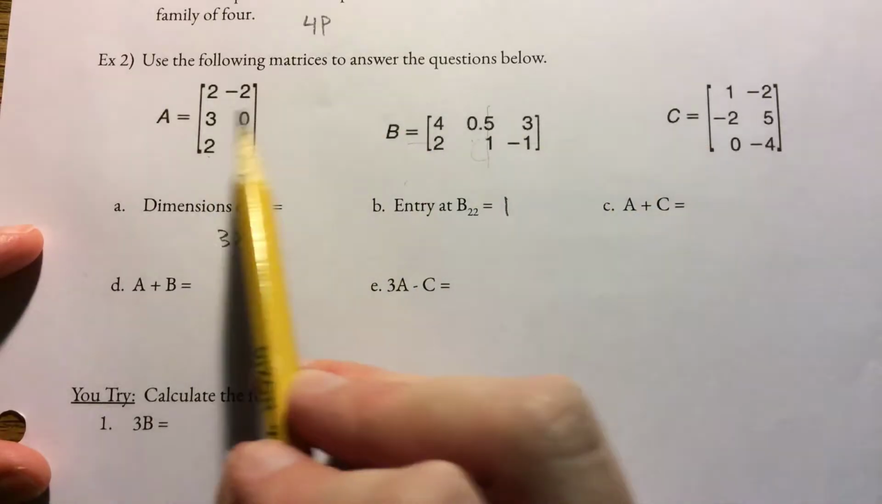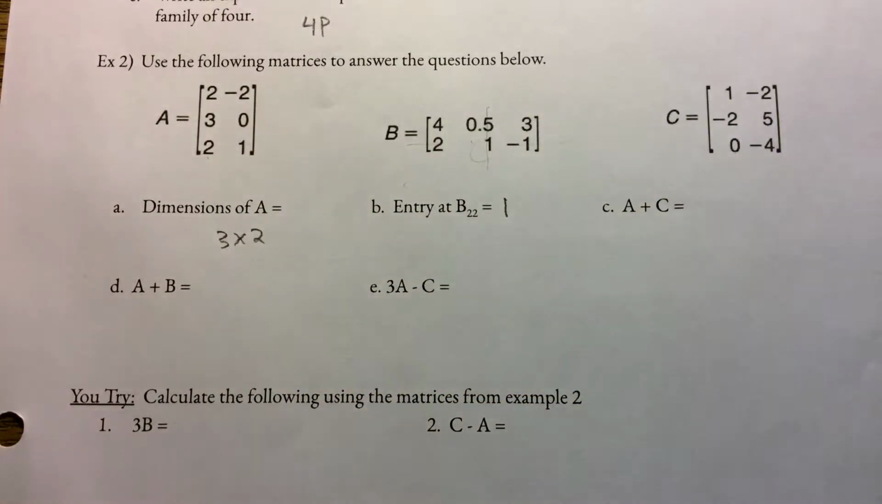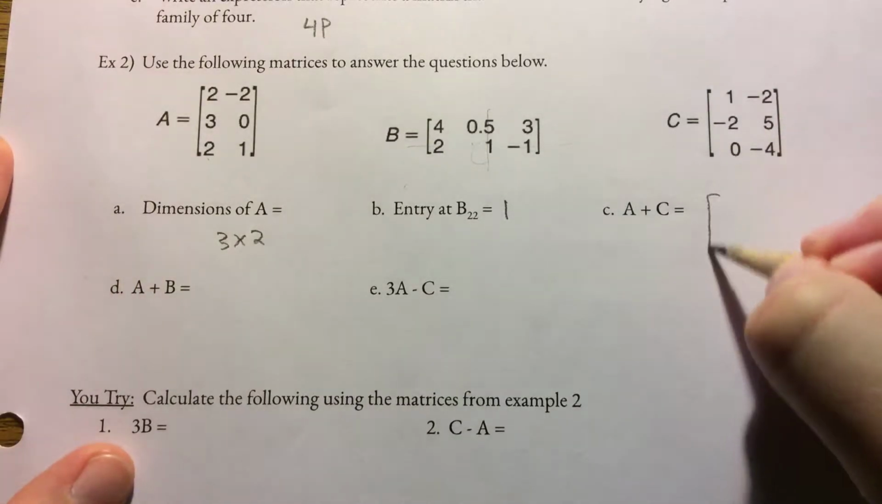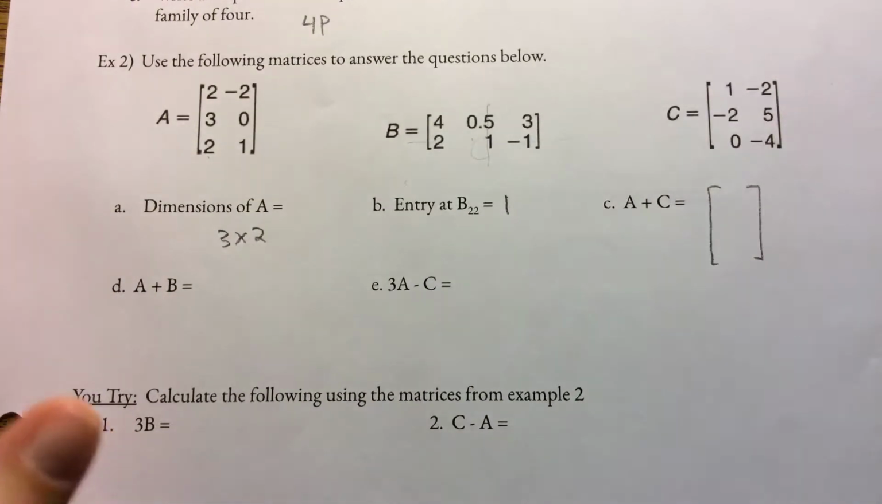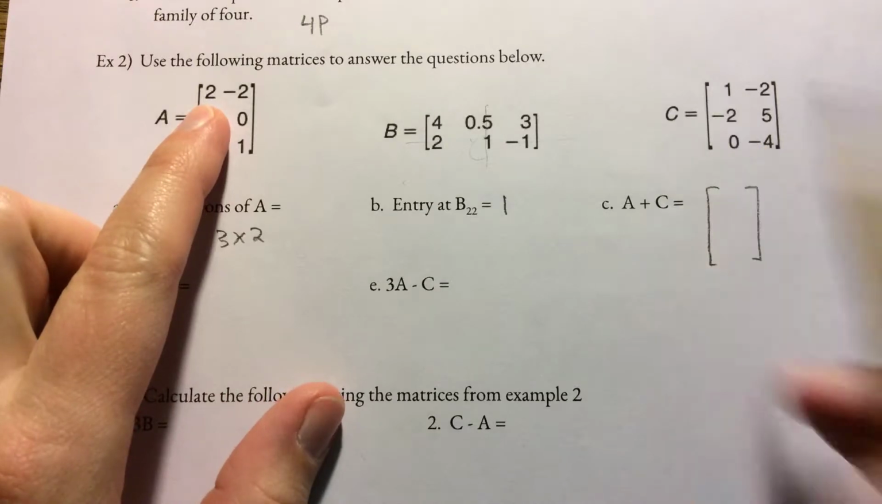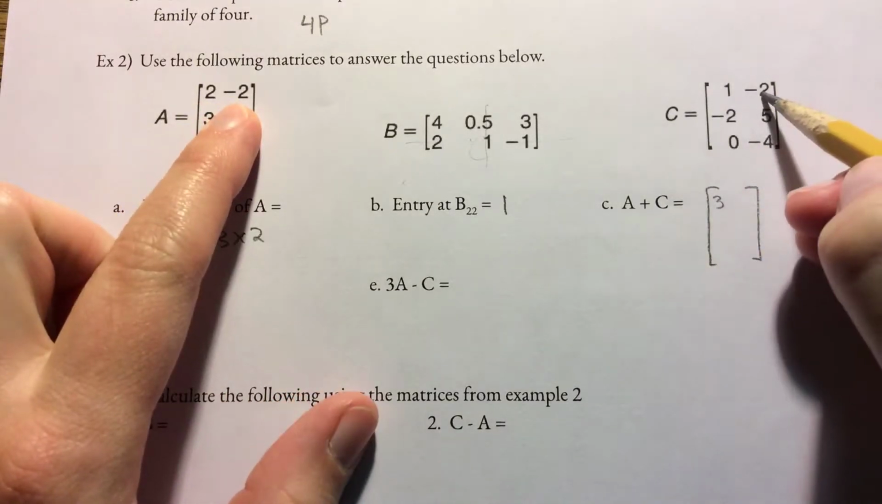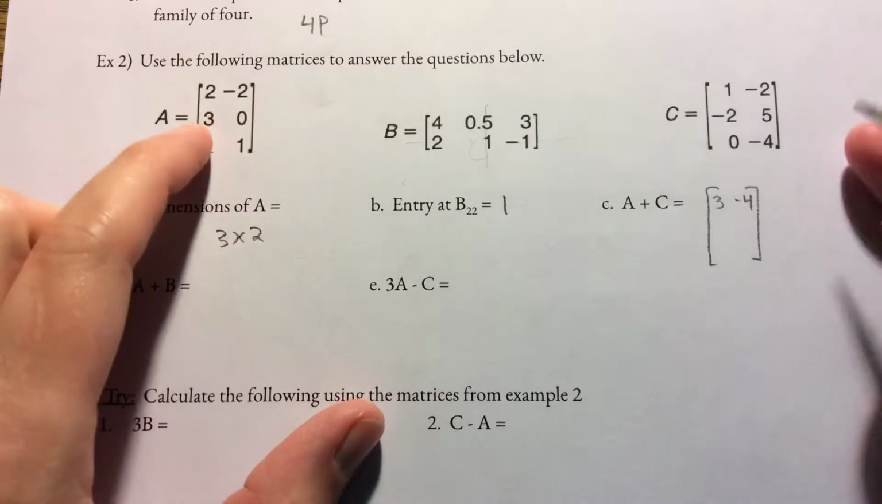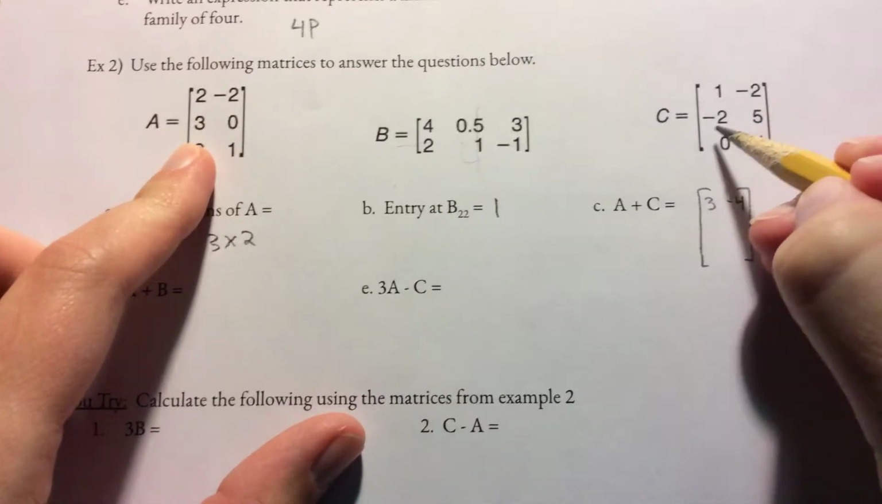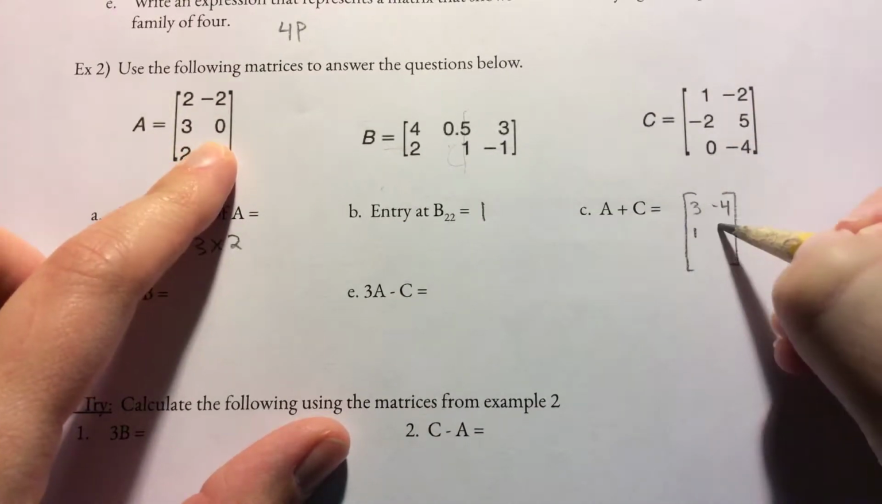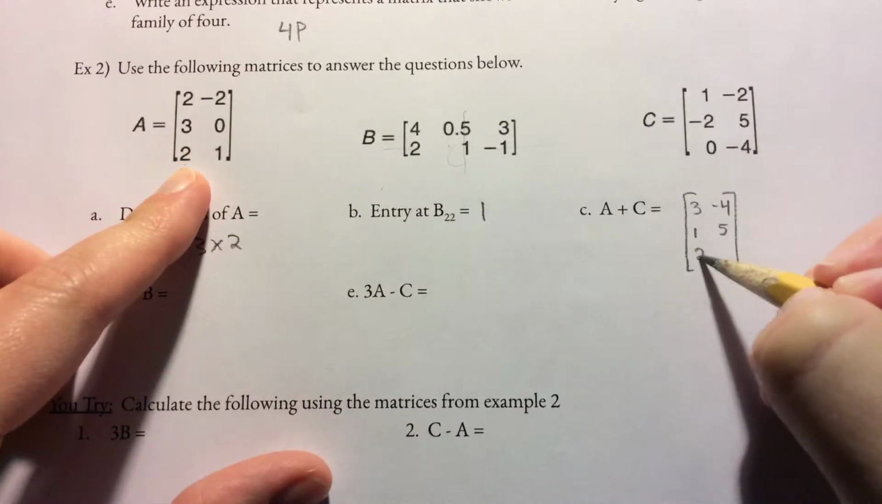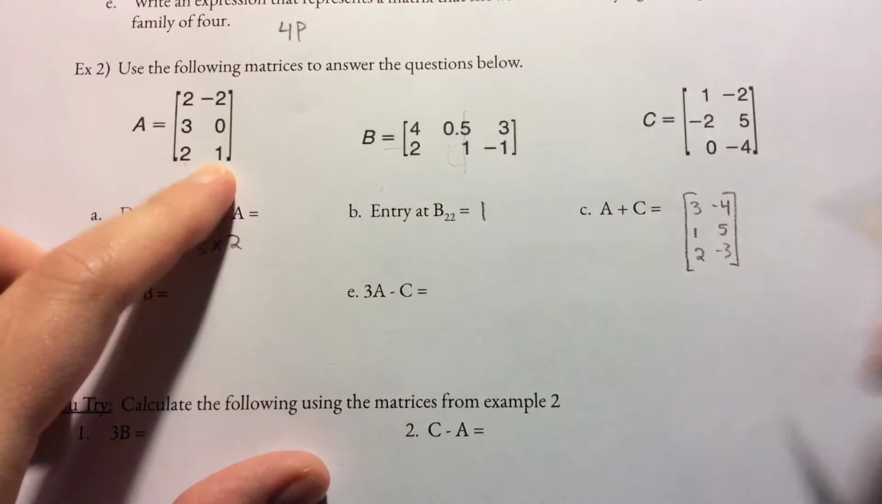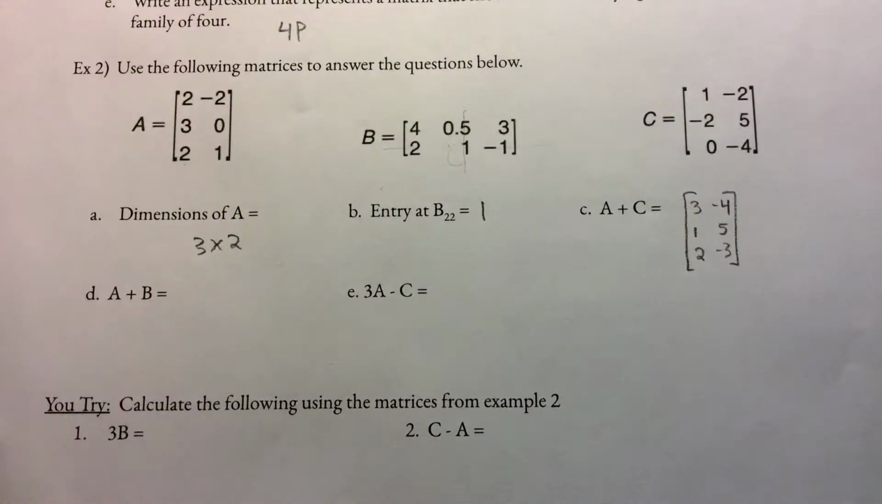A plus C. When you're adding matrices, we said at the beginning that they have to have the exact same dimensions, which they do. So when you're adding them, you simply add the corresponding entries. So I'm doing like 2 plus 1 is 3. Negative 2 plus negative 2 is negative 4. 3 and negative 2 would be 1. 0 and 5 would be 5. That would be 2, and this would be negative 3. So you add them just the exact way that it would make sense to add them.